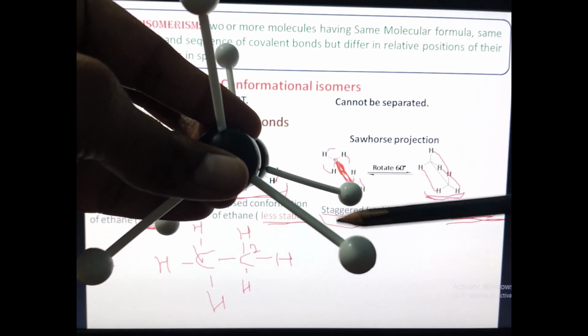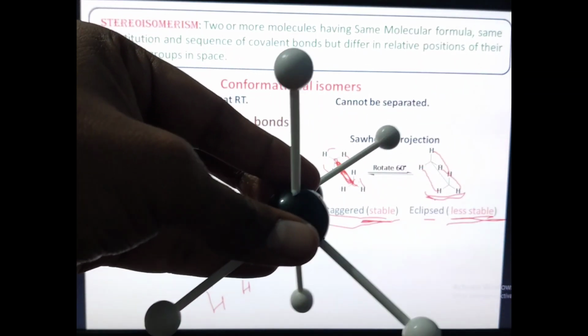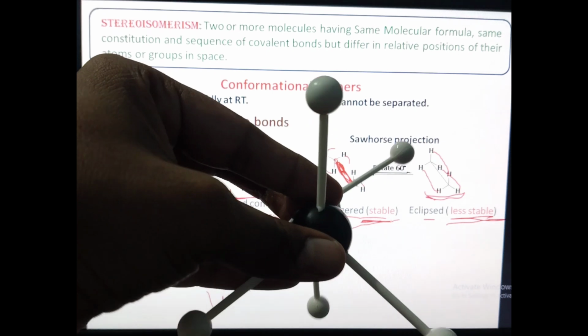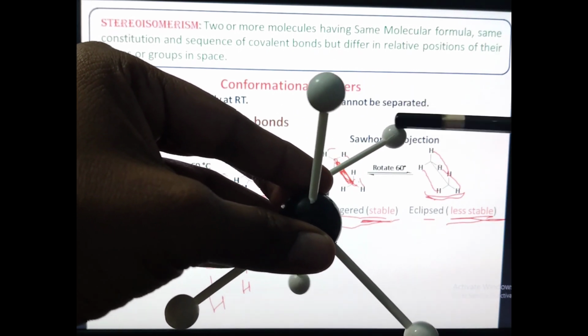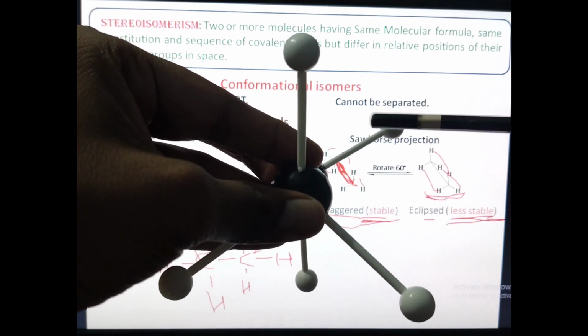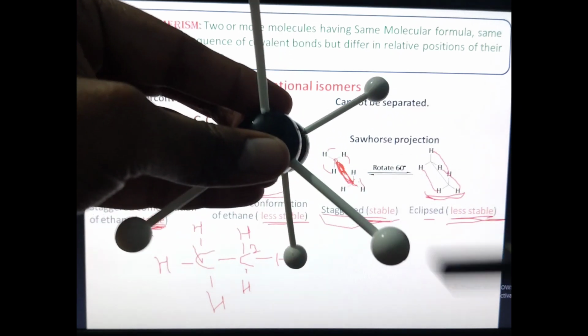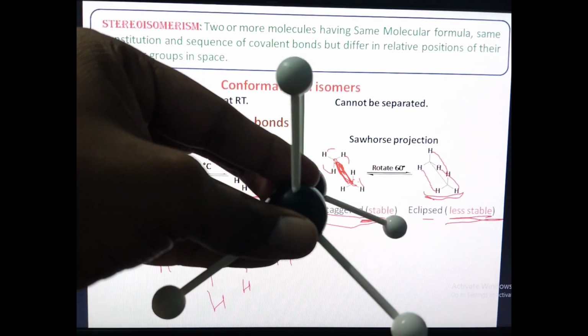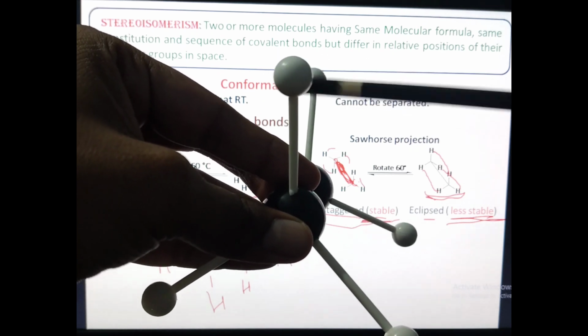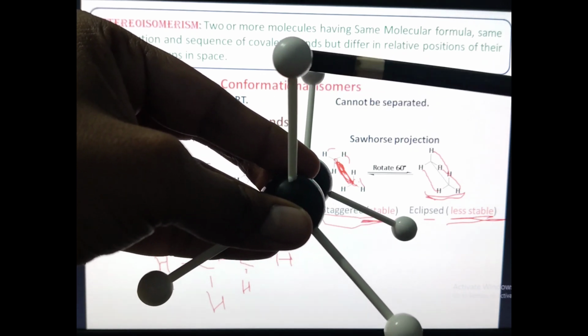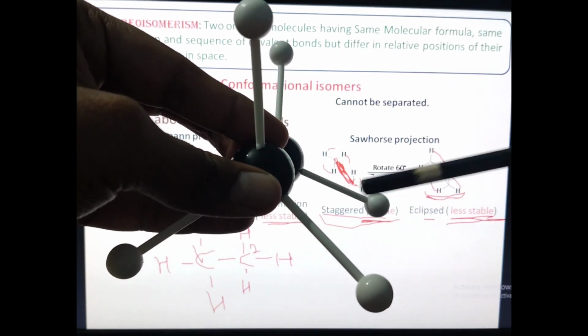This is the eclipsed conformation, and again when you rotate this about 60 degrees, you are going to get the staggered conformation. See, there is much space between these. There is no hydrogen behind this. Hydrogens are in between. Okay, this is called staggered. Again, when you rotate this, you are going to get the eclipsed conformation. Here, the steric hindrance is more. Hindrance due to this hydrogen is more. So this is less stable. Okay.